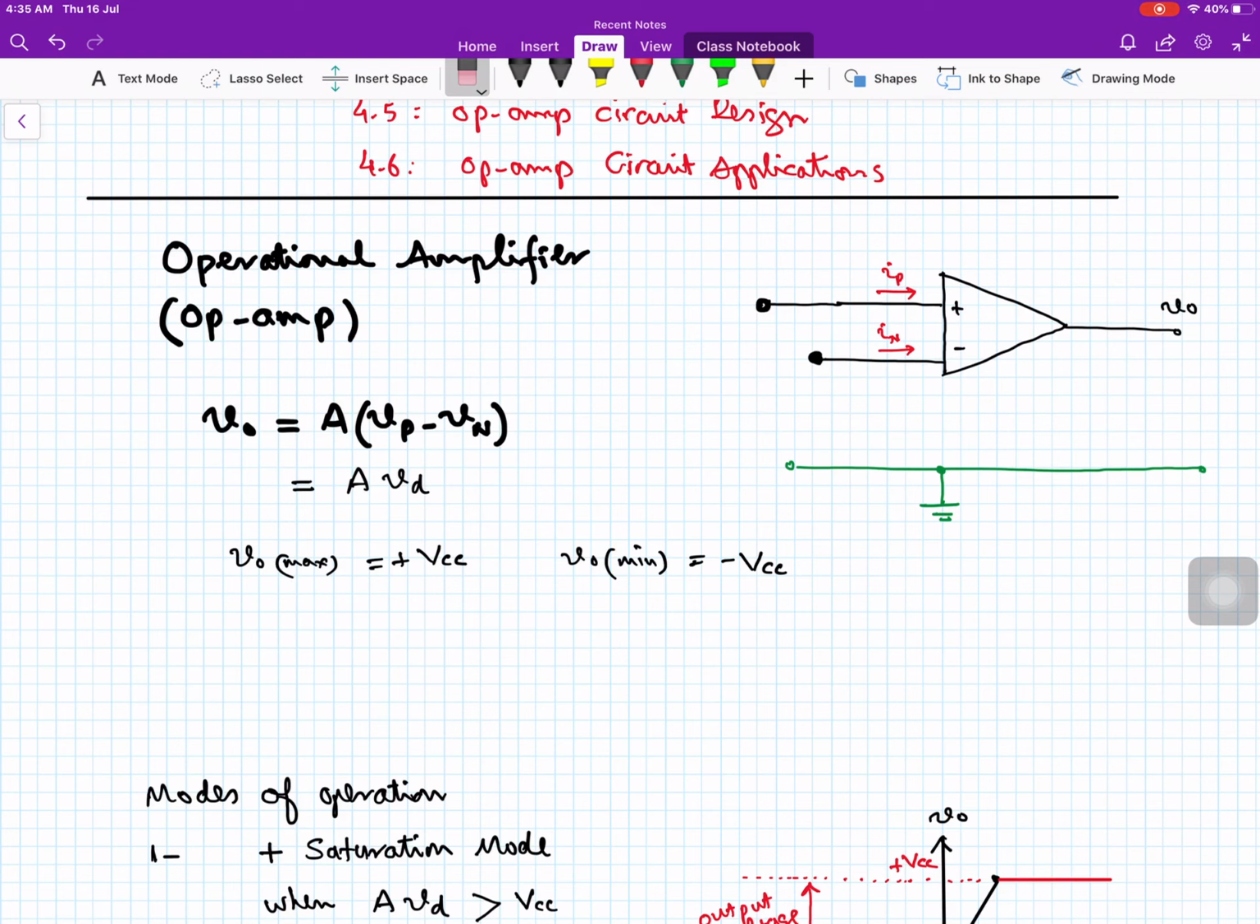We can show this VP and VN here. Simply, this is VP and VN. P means the positive sign and N the negative sign. VP is the non-inverting input, and VN is the inverting input. The current entering through this input is labeled IP, and the current entering through this one is labeled IN. Note that these are only the reference directions of the two currents.